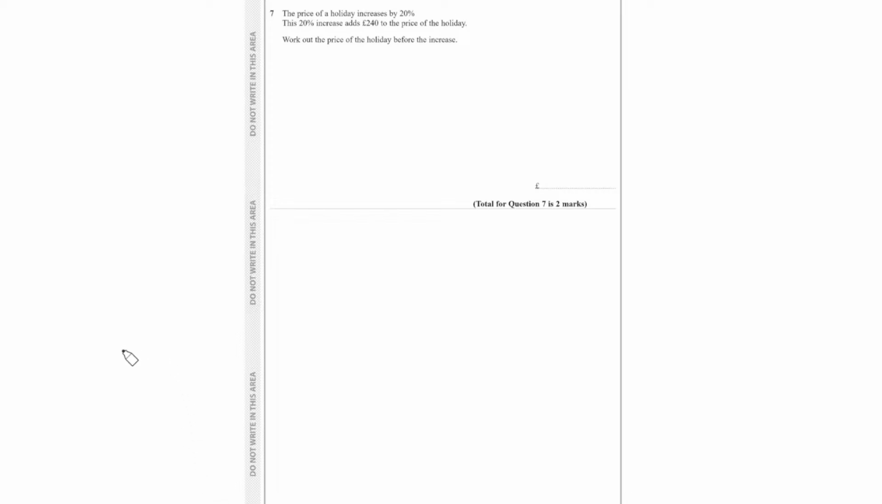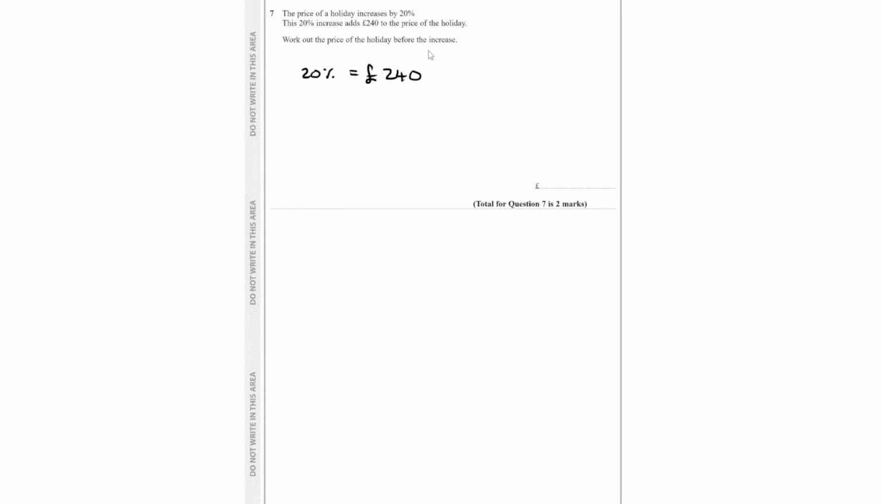Okay, question 7, we've now got some percentages. The price of a holiday increases by 20%. This 20% increase adds £240 to the price of the holiday. Work out the price of the holiday before the increase. So this is actually what we call reverse percentages. We're working backwards. So I try and make an equivalence here. So that's this sentence. They've said the 20% increase, so 20% of what would have been the original price of the holiday, is equal to £240, isn't it?